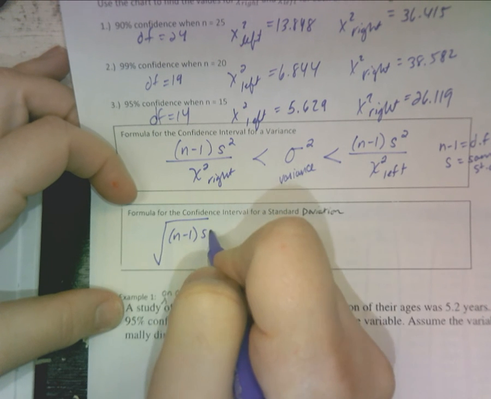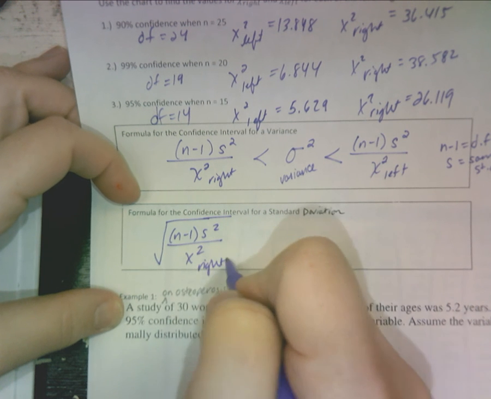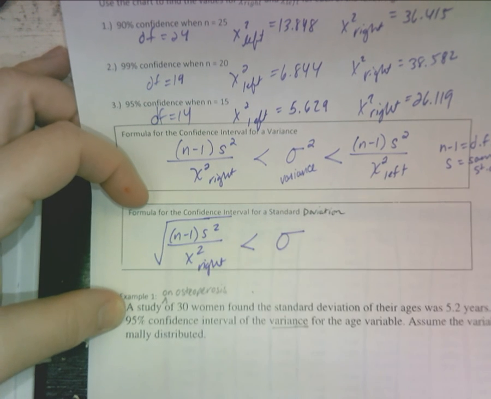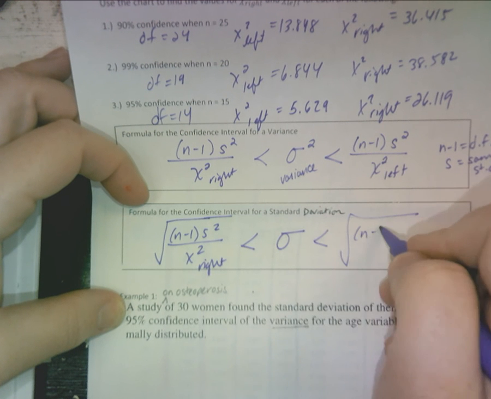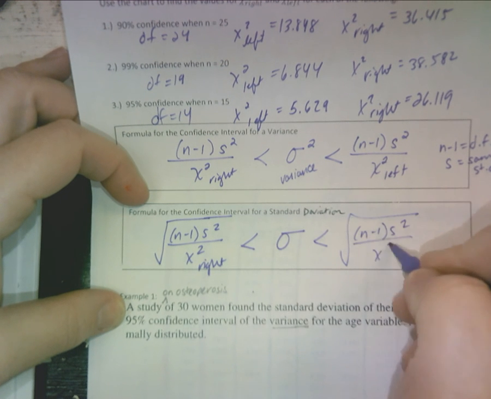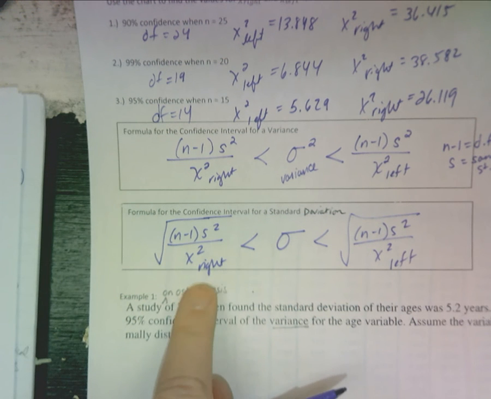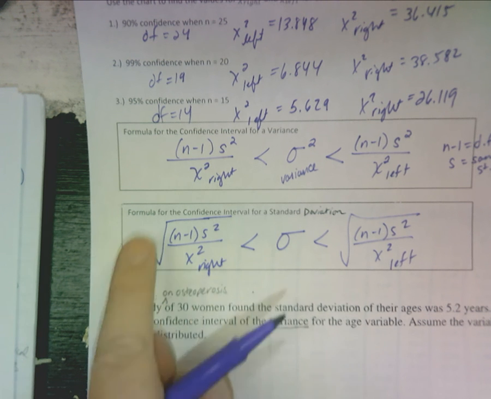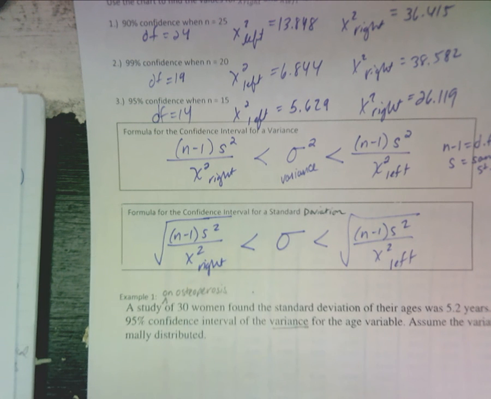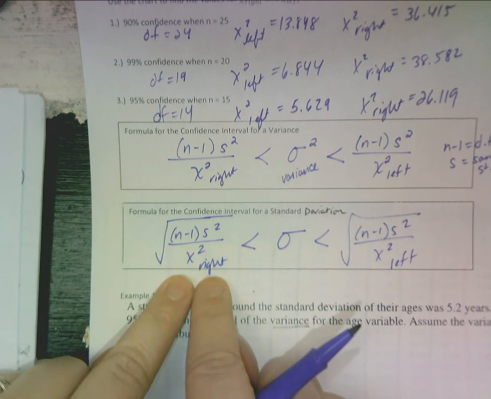n minus 1 s squared divided by chi-squared right is less than sigma squared, which is less than n minus 1 s squared over chi-squared left. Now again, why are we dividing by the higher number on the left side? Because when you divide by a higher number, you have a smaller number. Think about it: you start dividing by 10, start dividing by 100, you get a smaller number. So that's why you want the bigger number on the right.